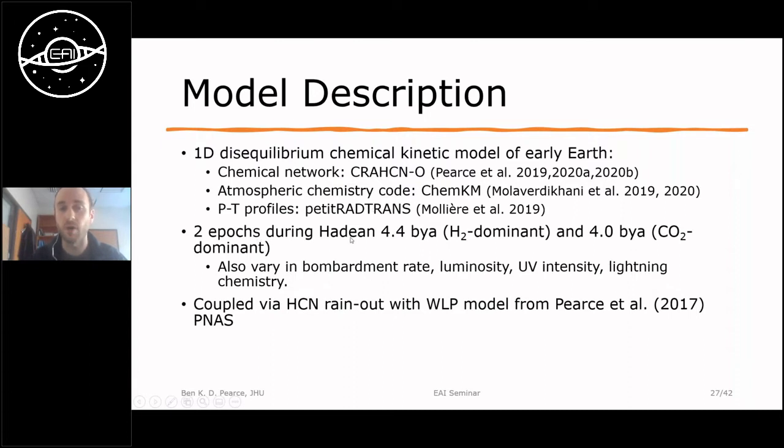We modeled 2 different epochs during the Hadean eon in the time interval for the origin of life, one at 4.4 billion years ago and one at 4 billion years ago, which represent hydrogen and CO2 dominant phases, or reducing and oxidizing phases. And these epochs vary in the bombardment rate, which we can tell from the lunar cratering record. They vary in luminosity. We know the sun increases in luminosity over time. UV intensity and lightning chemistry are also different. And then we couple hydrogen cyanide rainout from those models with the warm little pond model that I showed you in the beginning part of this talk, where we modeled meteorite and IDP concentrations in ponds.